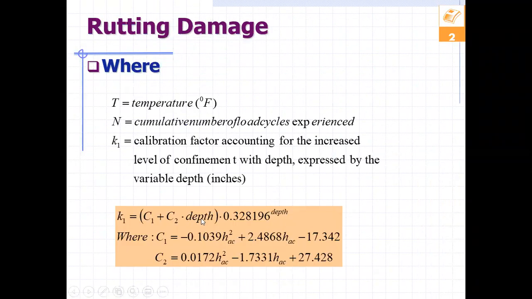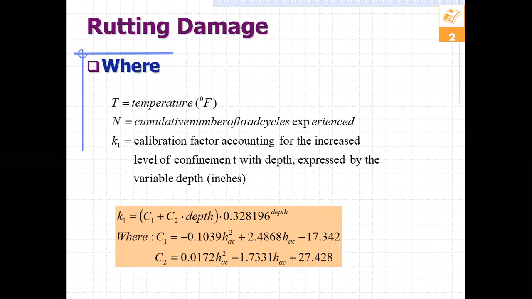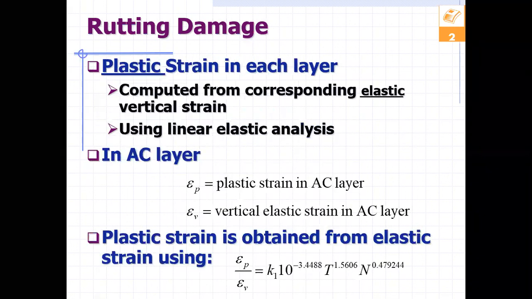Okay, so that is the depth. If we're talking about 6 inches, we will use 6 inches. But if there's a granular base, we will use the granular base again. So we will estimate that 2 times, because we need to estimate 2 plastic strains.